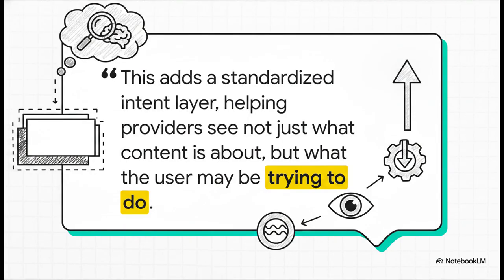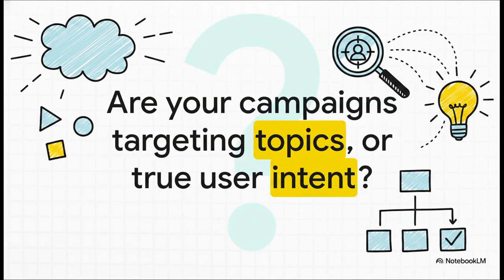So at the end of the day, what does this all mean? This framework isn't here to replace the systems we already have. It's designed to add that crucial missing layer. It helps us finally get past just knowing what a page is about and start understanding what a user is trying to do on that page. Which really leaves us with one final question to think about for our own work, right? Take a look at your campaigns. Are they just targeting broad topics, or are they really truly capturing user intent? Because with a framework like this, we finally have the tools to do it right.